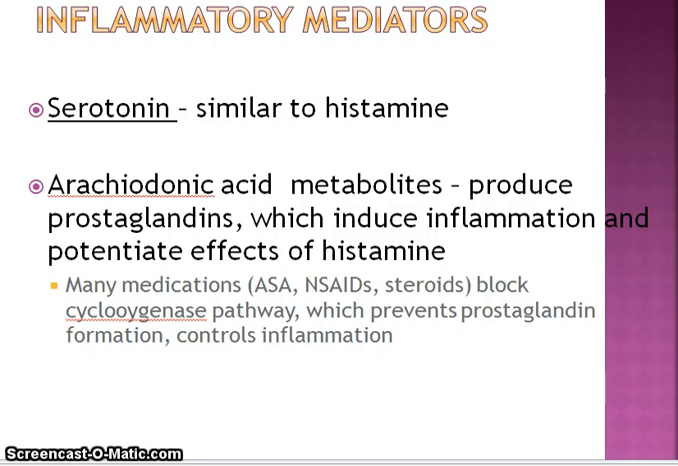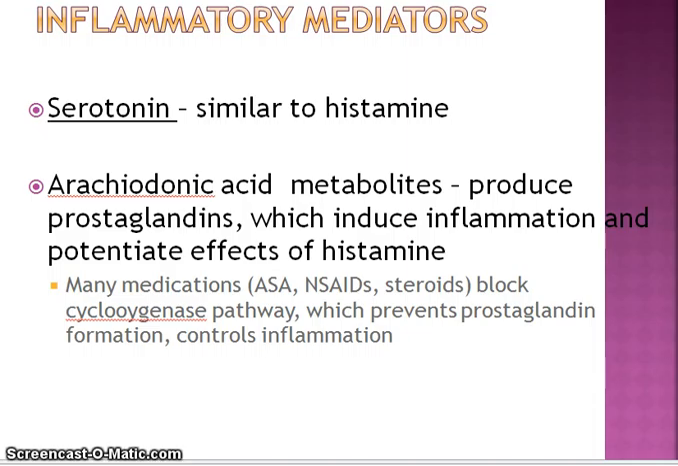Serotonin is also a chemical mediator that can be released. It works similarly to histamine. We can also have arachidonic acid metabolites. These get produced by our prostaglandins, and their job is to start slowing down or reduce the inflammation process. They can inhibit or potentiate parts or the effects of histamine.